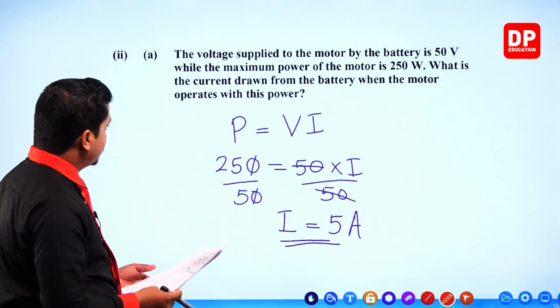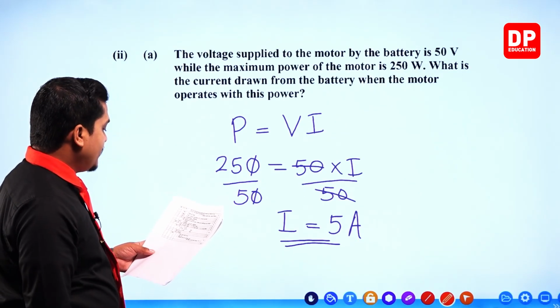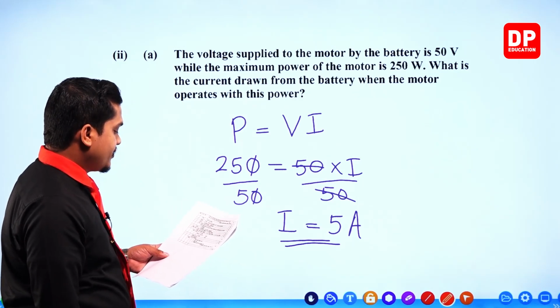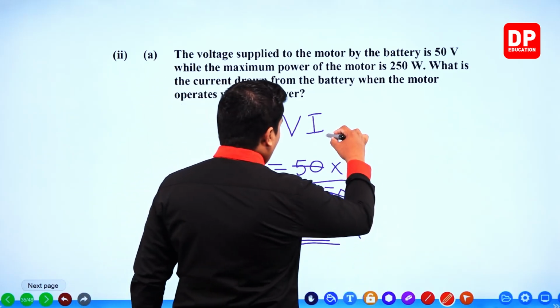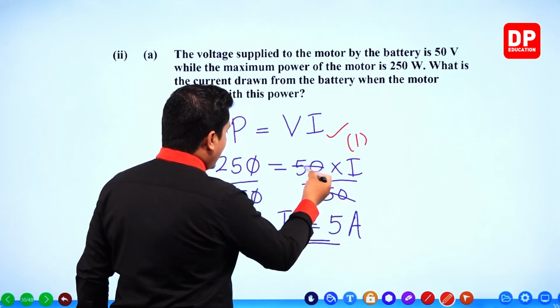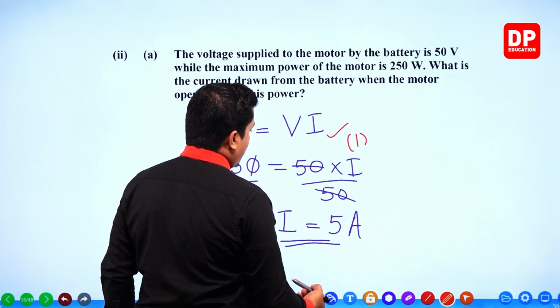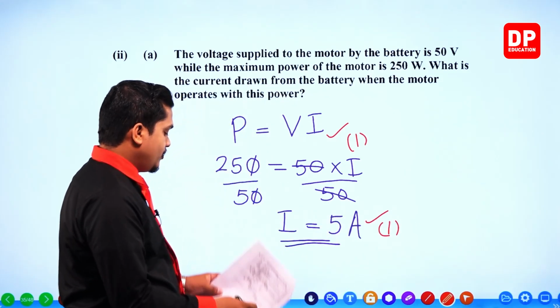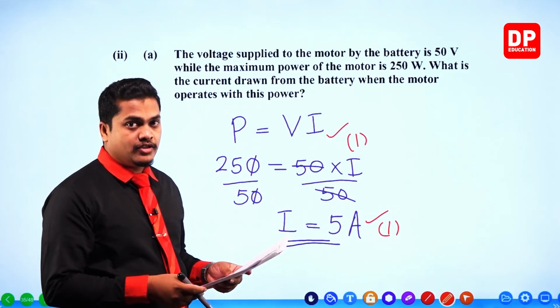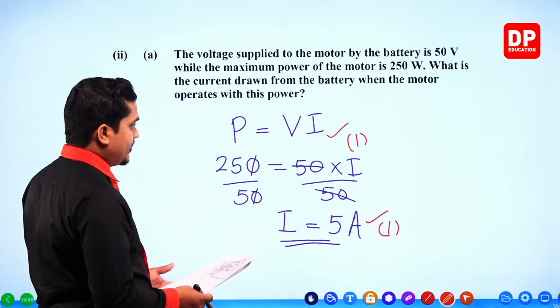Then my dear children, next question, for the calculation. For the calculation, you'll be receiving 2 marks. For the formula or for this application, you'll be receiving 1 mark. Then for the answer with the relevant unit, you'll be receiving 1 mark, my dear children. Okay. So altogether 2 marks.